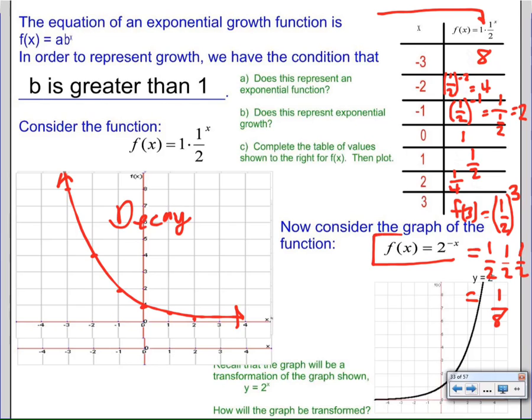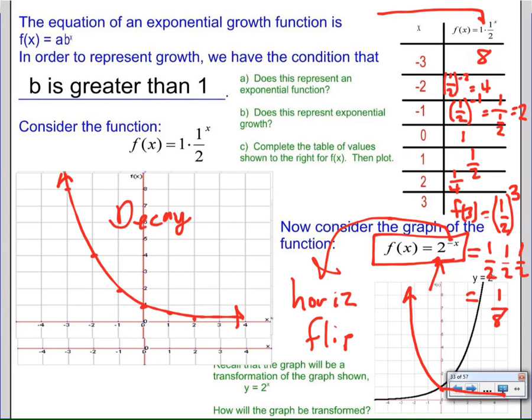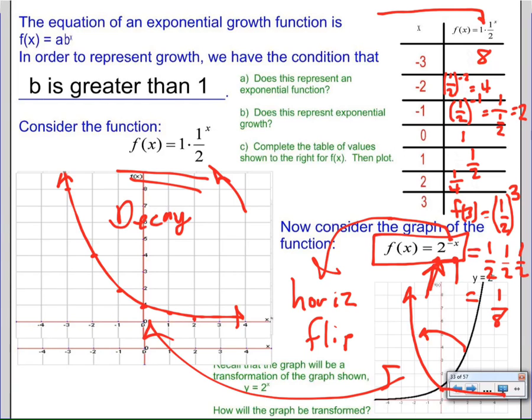Quick observation. This is a function that has a b value that's definitely greater than 1, but there is a negative in front of the exponent, which means I have to do a horizontal transformation here, a horizontal flip. I'm going to end up with a graph that looks just like this, reflected over the y-axis. Now when I look at that closely, what I realize is these two are the same graph. So I get exponential decay when the b value is less than 1, or I get exponential decay if the b value is greater than 1, but the exponent coefficient is negative.